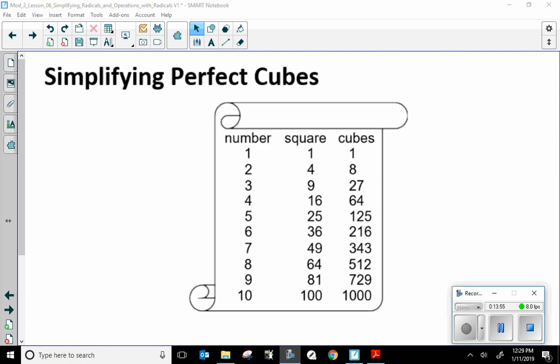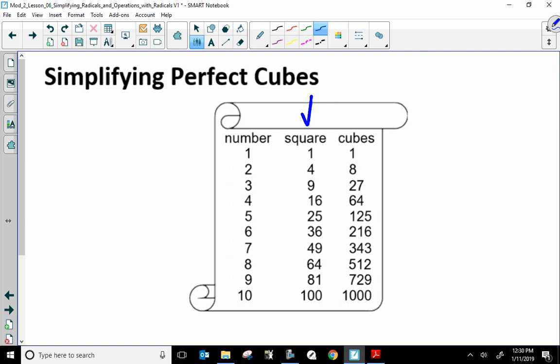Simplifying perfect cubes. It happens the same exact way as we do perfect squares. This is really, really critical. You should know inside and out your perfect squares. The square root of 1 is 1. 1 squared is 1. 2 squared is 4. The square root of 4 is 2. Okay? If we know our squares, we know our square roots. 3 squared is 9. 4 squared is 16, and so forth.